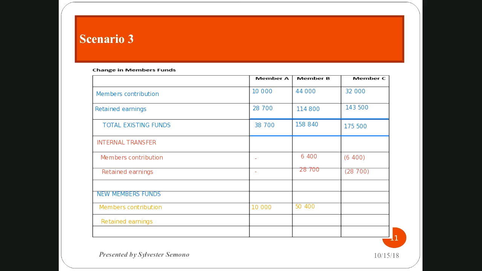Okay, the retained earnings for A remained constant, but the retained earnings for B has increased by 28,700. So 114,800 plus 28,700, how much did you get? C lost 28,700, 143,500 minus 28,700.